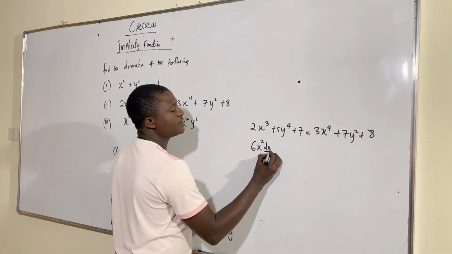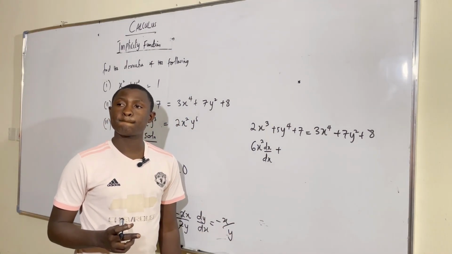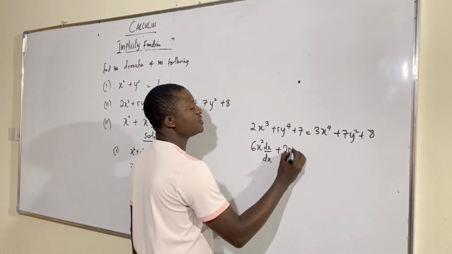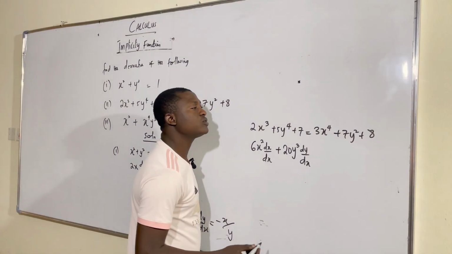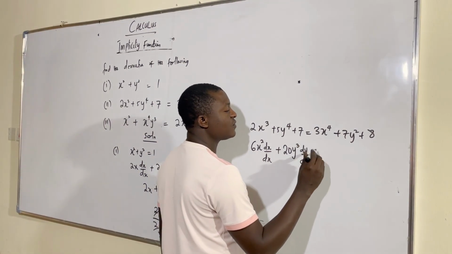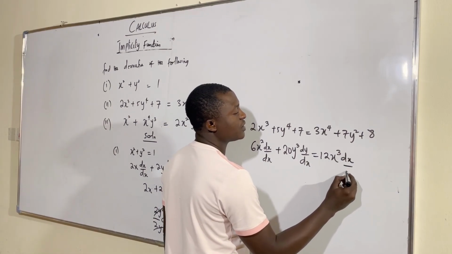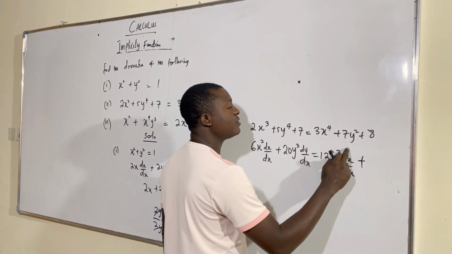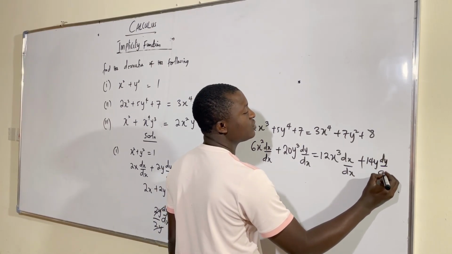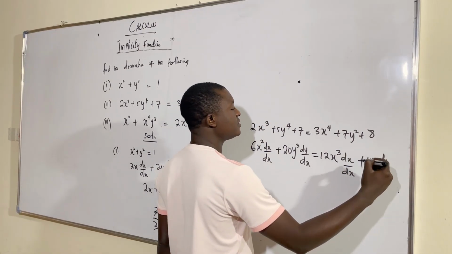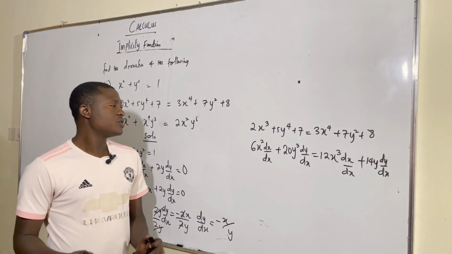Then we have dx over dx, plus the differential of 5y to the power 4. What are we going to have? Yeah, that's going to be 20y cubed dy dx. Then this is a constant. The differential of 7, we are going to have 0. The differential of 3x to the power 4, of course, we have 12x cubed dx over dx. So plus the differential of 7y squared, of course, we are going to have 14y dy over dx. Then the differential of 8, that one is nothing but 0. Can you see that?